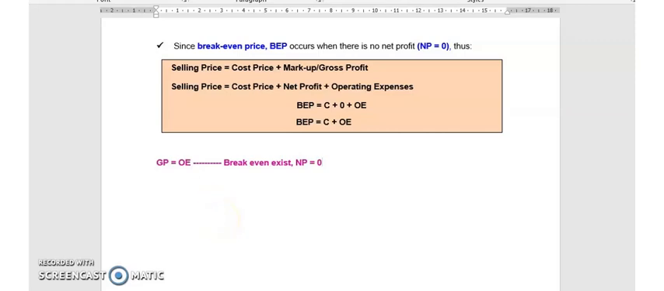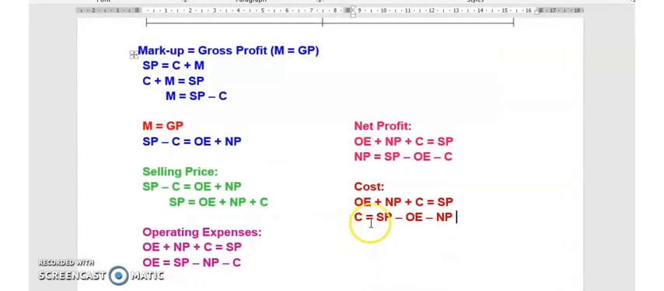In running a business we always need to know our minimum selling price. Why do we need to know it? Because we need to avoid loss. For sure in business there will be customers who will haggle or ask for a discount, so you need to know your minimum selling price to avoid loss. Now look at the selling price formula. Selling price just now equal to this one: selling price equal to OE plus NP plus C.